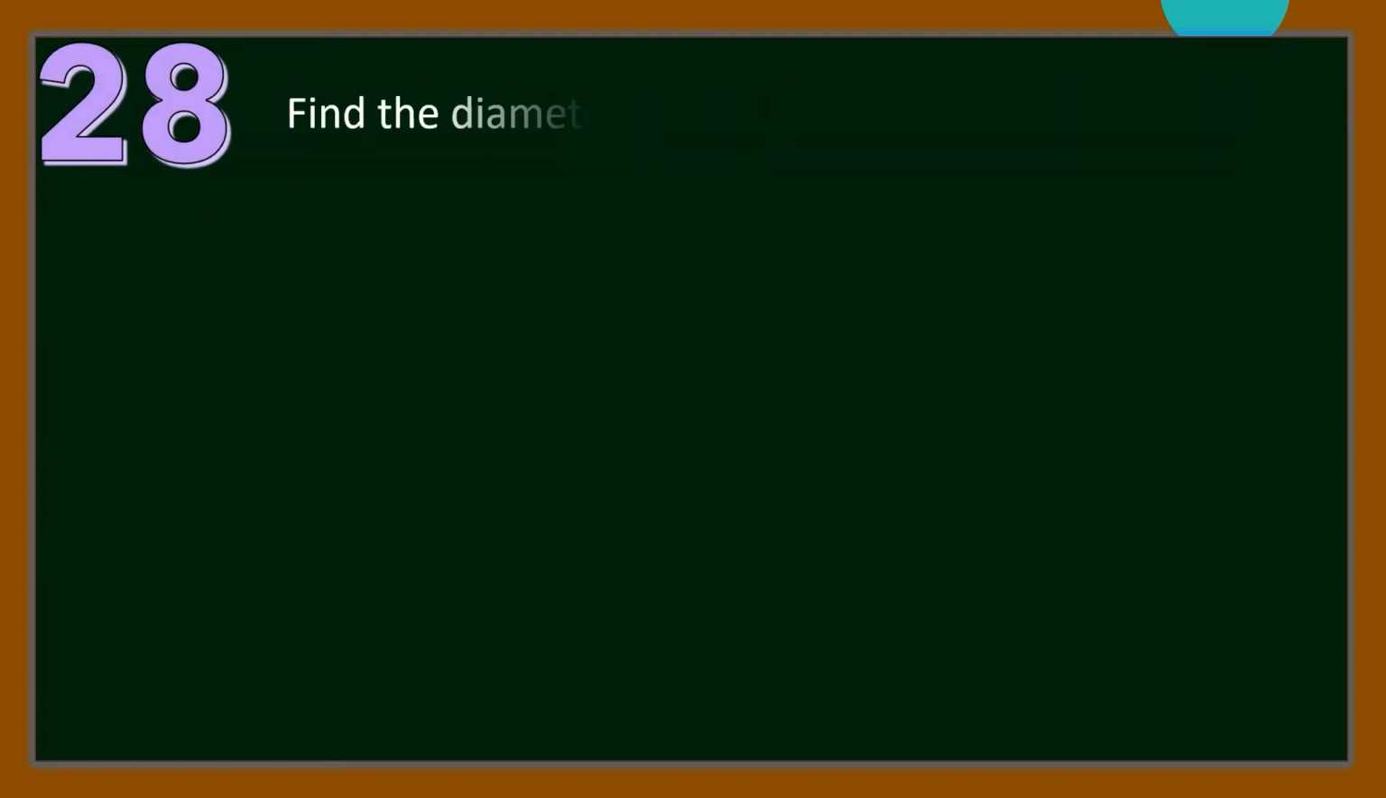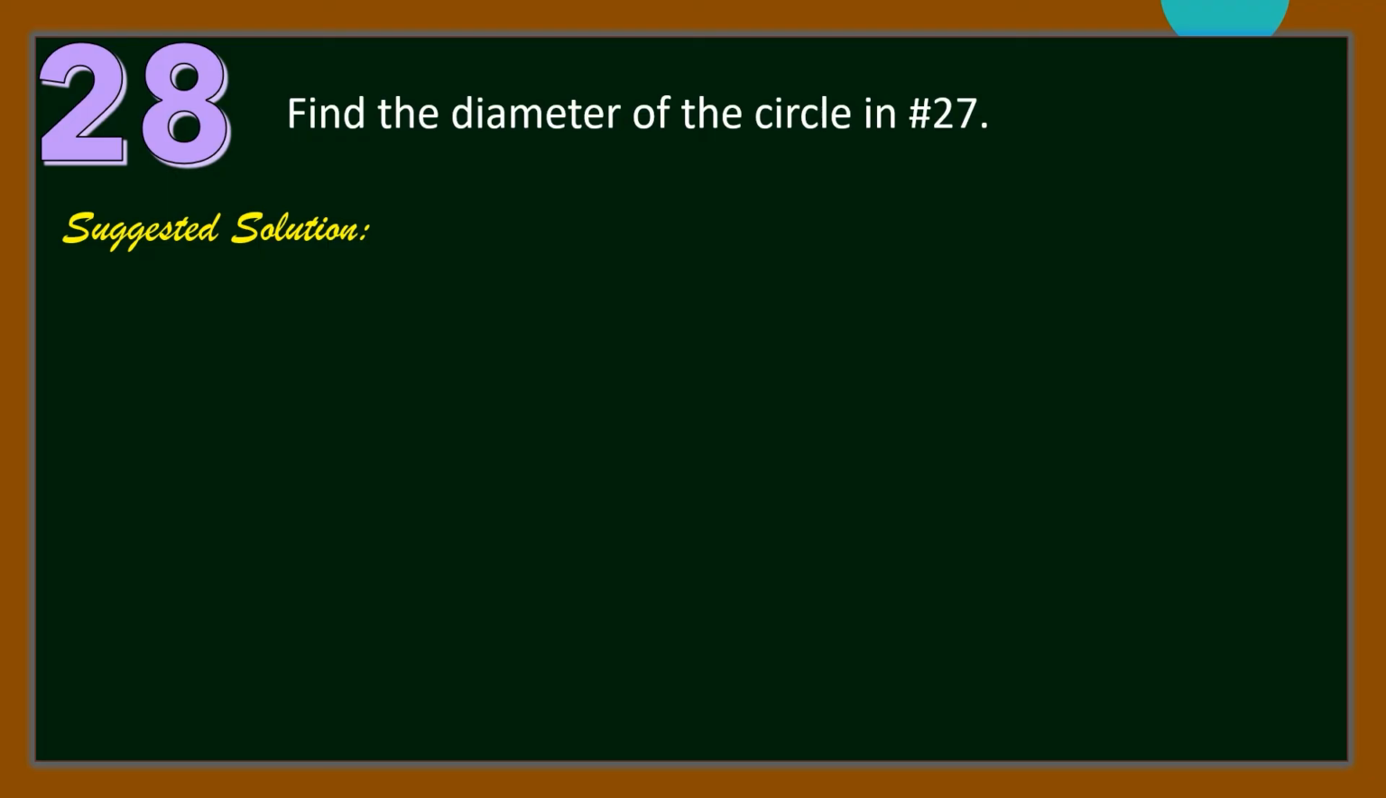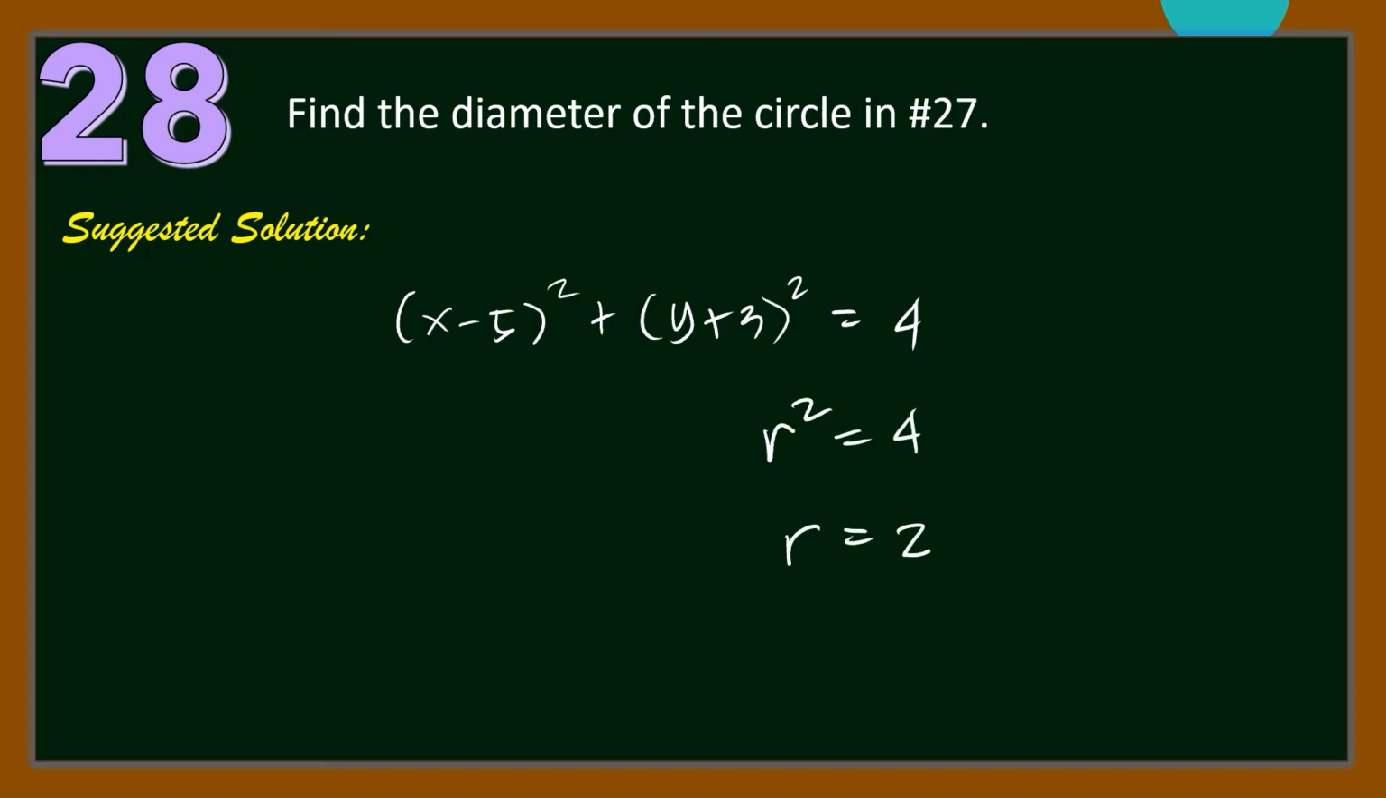Number 28. Find the diameter of the circle in number 27. From the resulting equation for the center-radius form in number 27, we have (x minus 5) squared plus (y plus 3) squared is equal to 4. Then r squared is equal to 4. The radius of the circle is equal to 2. And since the diameter is twice the radius, the diameter is equal to 4 units.